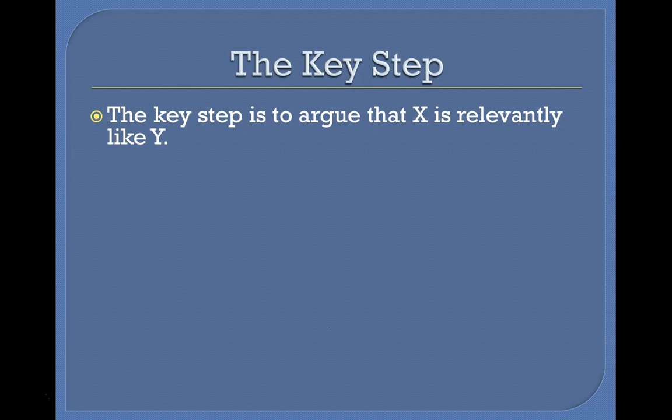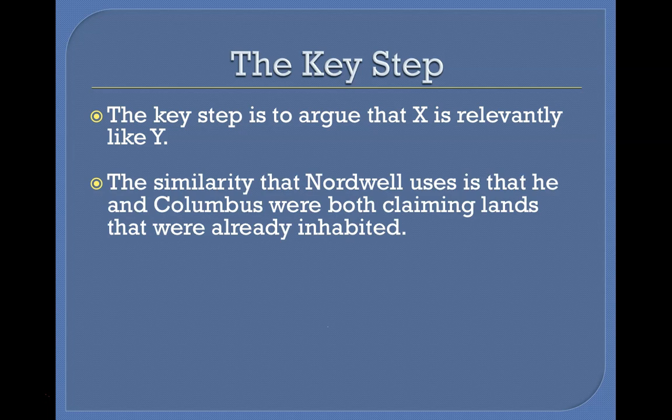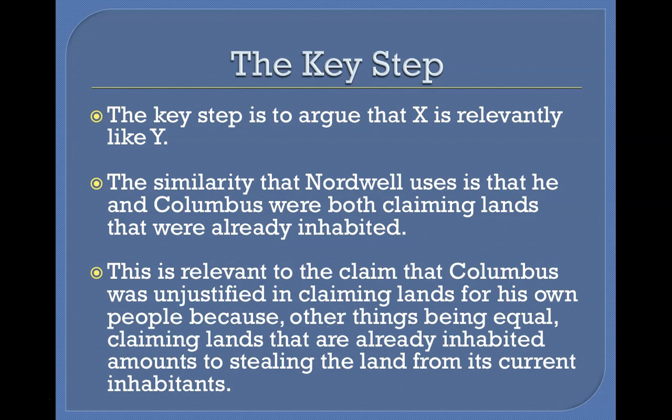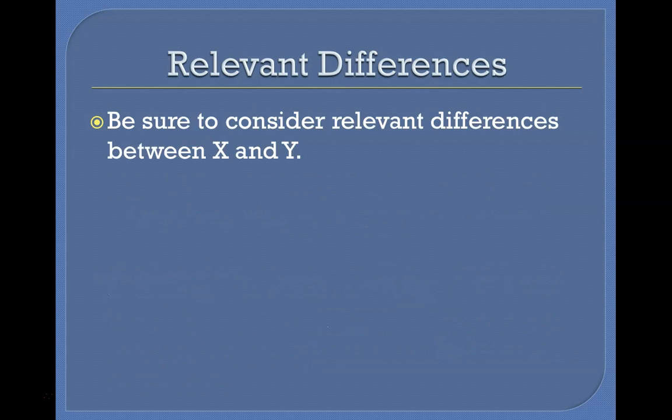The key step is to argue that X is relevantly like Y. The similarity that Nordwell uses is that he and Columbus were both claiming lands that were already inhabited. This is relevant to the claim that Columbus was unjustified in claiming lands for his own people because, other things being equal, claiming lands that are already inhabited amounts to stealing the land from its current inhabitants.